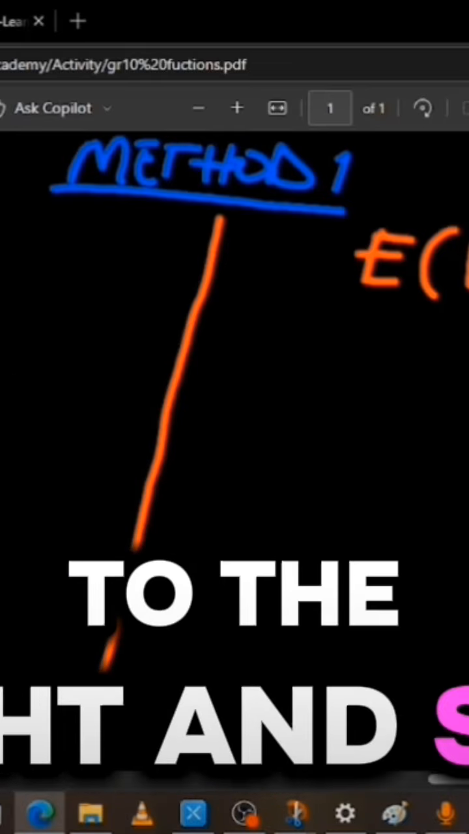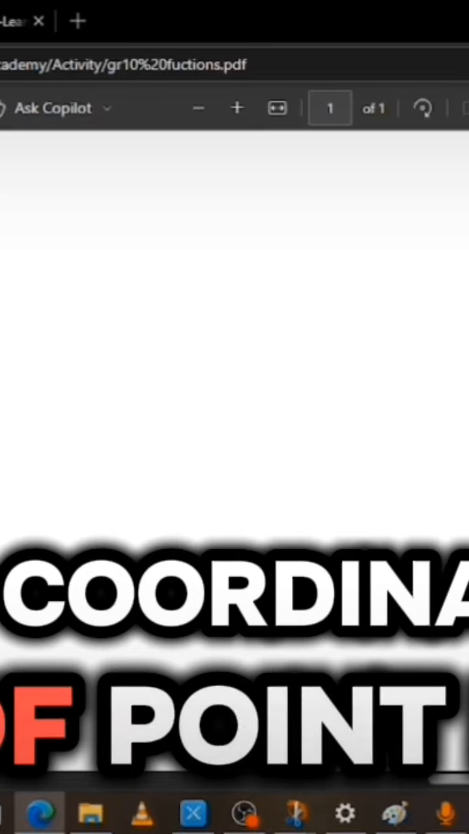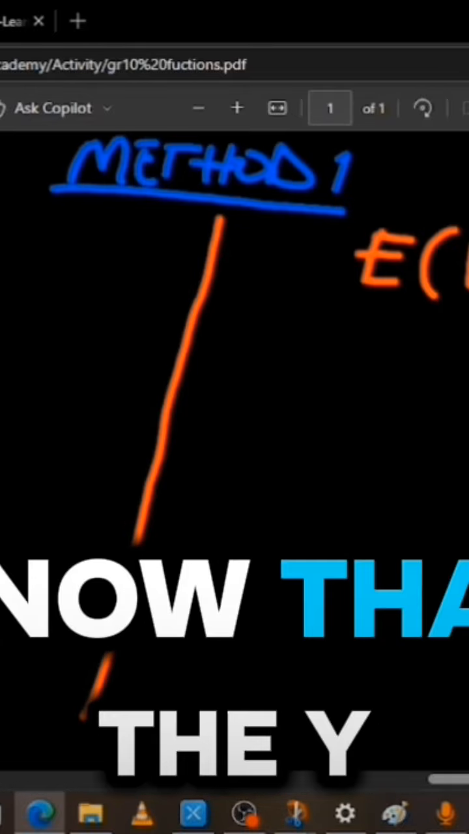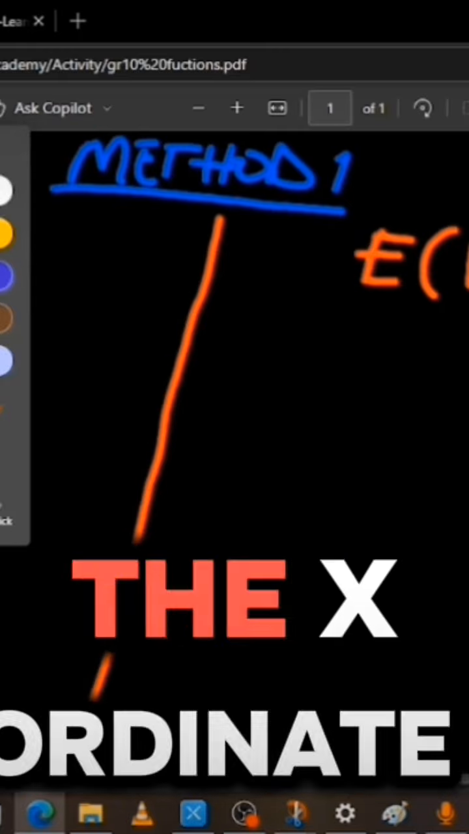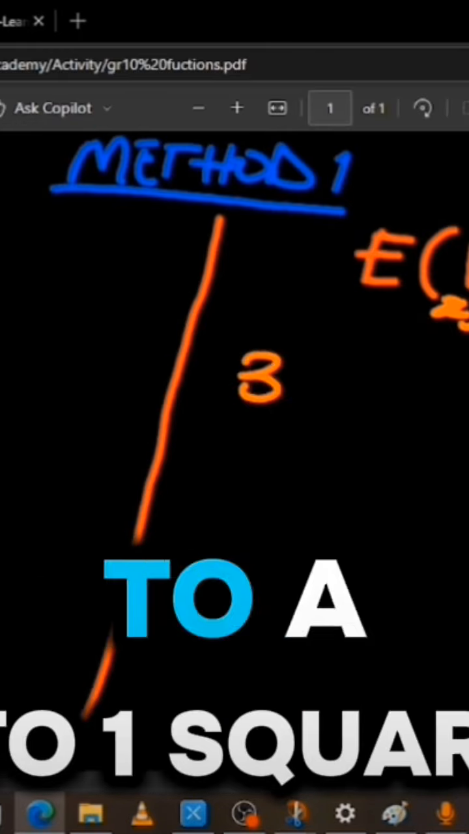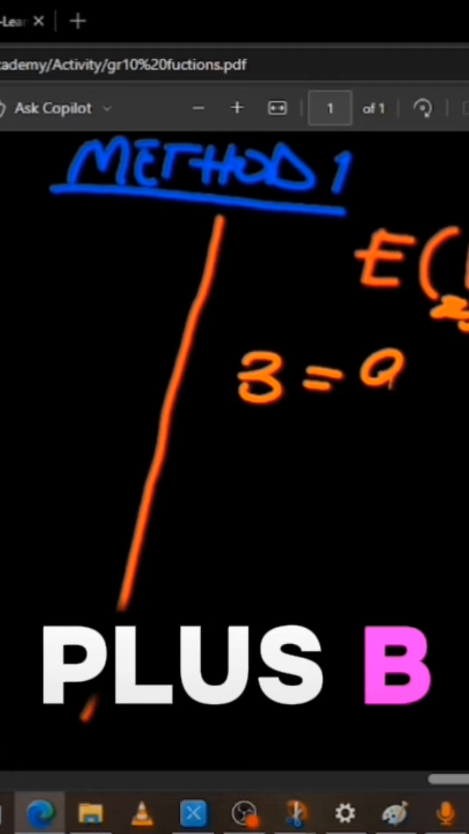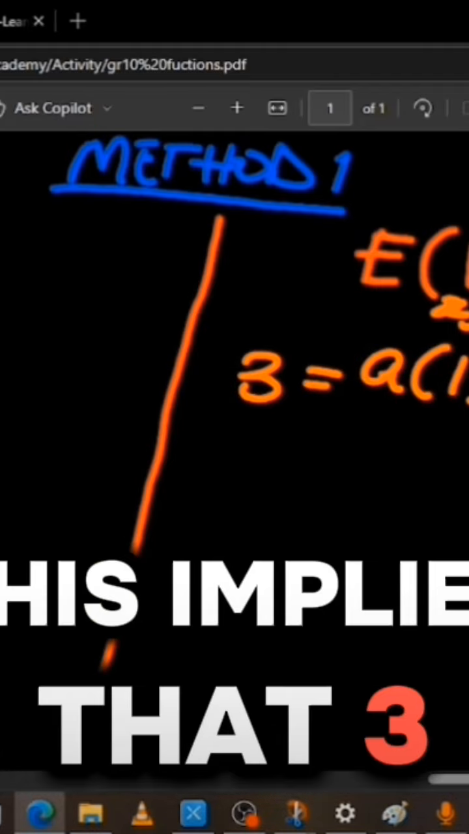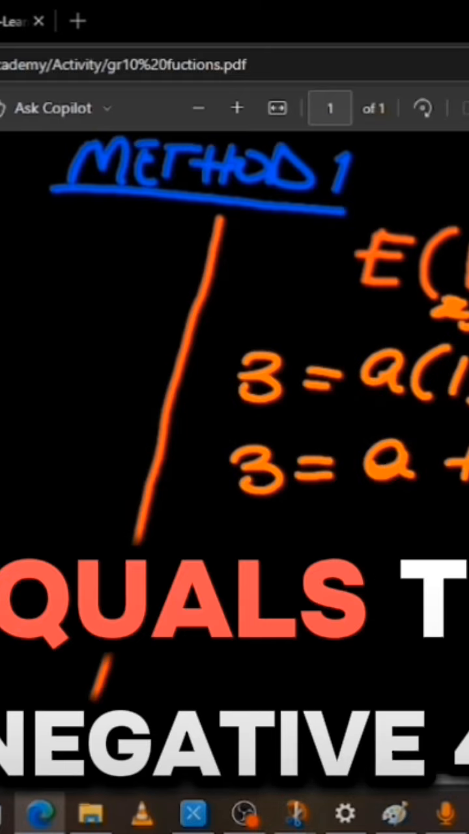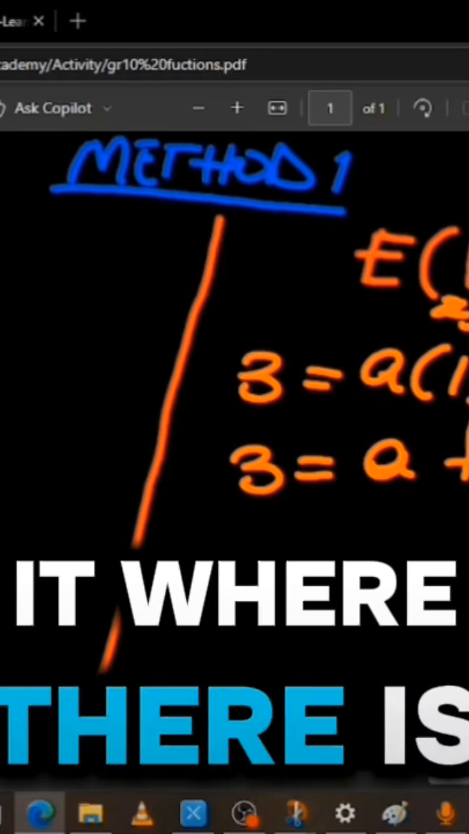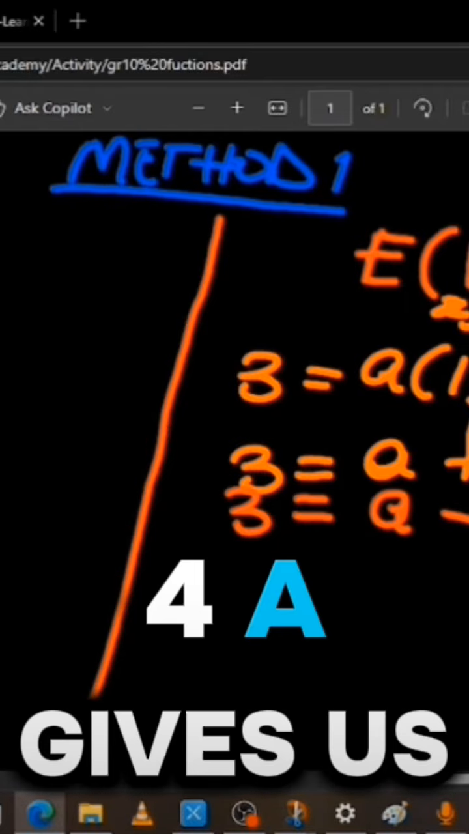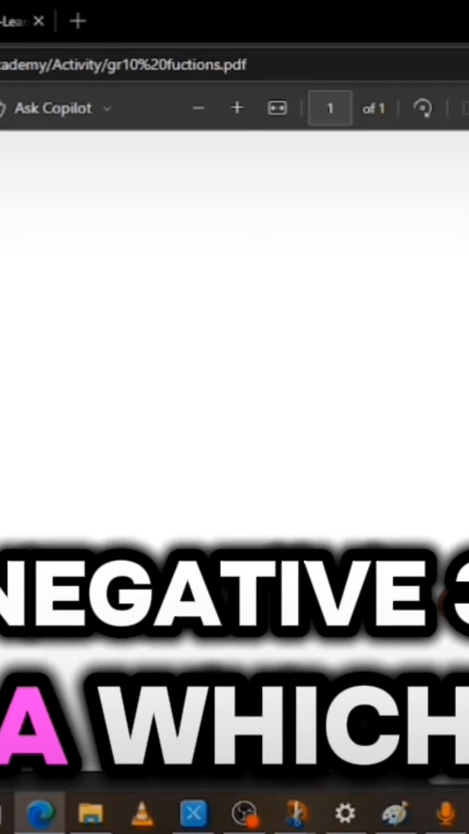Going to the right hand side using the coordinates of point E, which are 1 and 3, having the x and the y coordinate, we already know that the y coordinate is 3 and the x coordinate is 1, and then we're going to substitute, giving us 3 equals a into 1 squared plus b. This implies that 3 equals a plus b, and then we already know what b is, our b is equal to negative 4a. We're going to substitute it where there is b, giving us a minus 4a equals 3, and then a minus 4a gives us negative 3a, which is equal to 3.